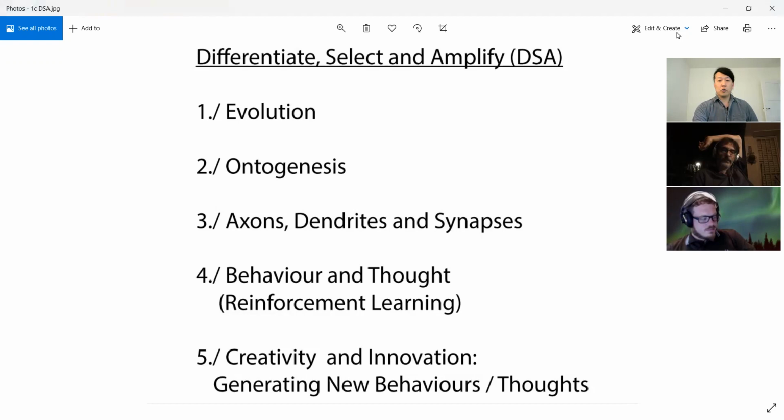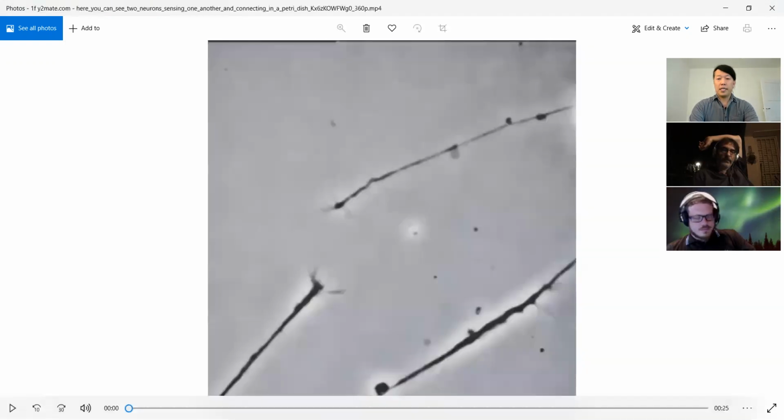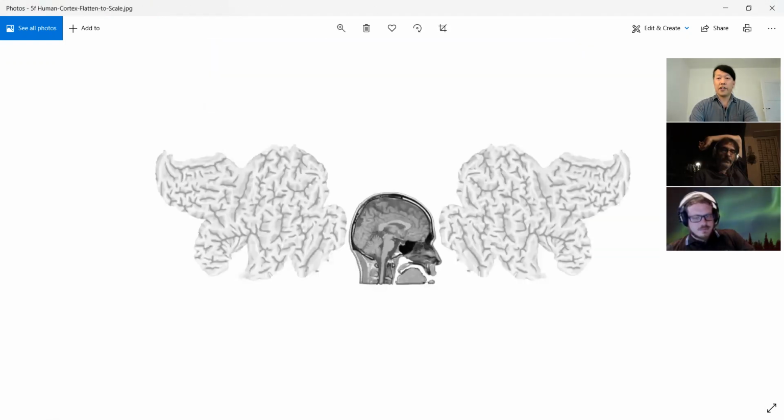In the next section of the talk, we're going to go in depth into point 4, thought and behavior. We need to really understand what thought and behavior are. So we need to go into some physiology now, into what I think is the most essential neuroscience for really creating artificial intelligence. What we have here is a diagram of the brain.